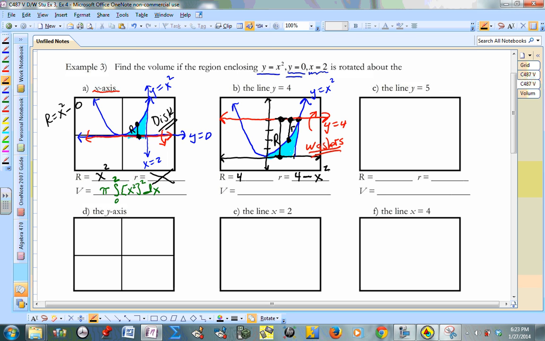Now we can set up our volume expression. Our volume is going to be pi times the integral from 0 to 2 of first the big radius squared, 4 squared, minus now the little radius squared, 4 minus x squared, quantity squared. And of course, we'll complete our integral with respect to x.